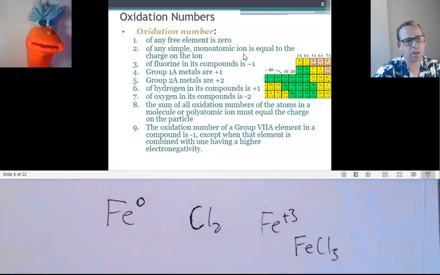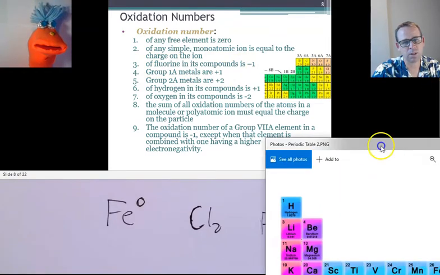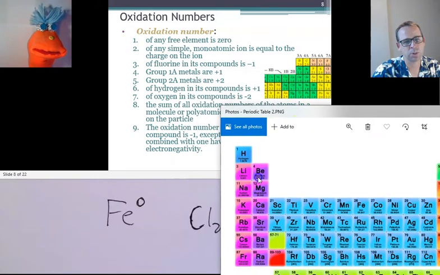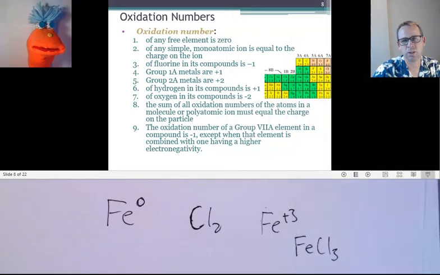So you want to make sure that you see the charge on the individual atom and not the collection of the atoms. Okay? Another rule, fluorine in its compounds is always minus 1. Group 1 metals, right, they are always plus 1, and that's not surprising because we know that they always form plus 1 when they're in a compound. Group 2 metals also are always plus 2, right?